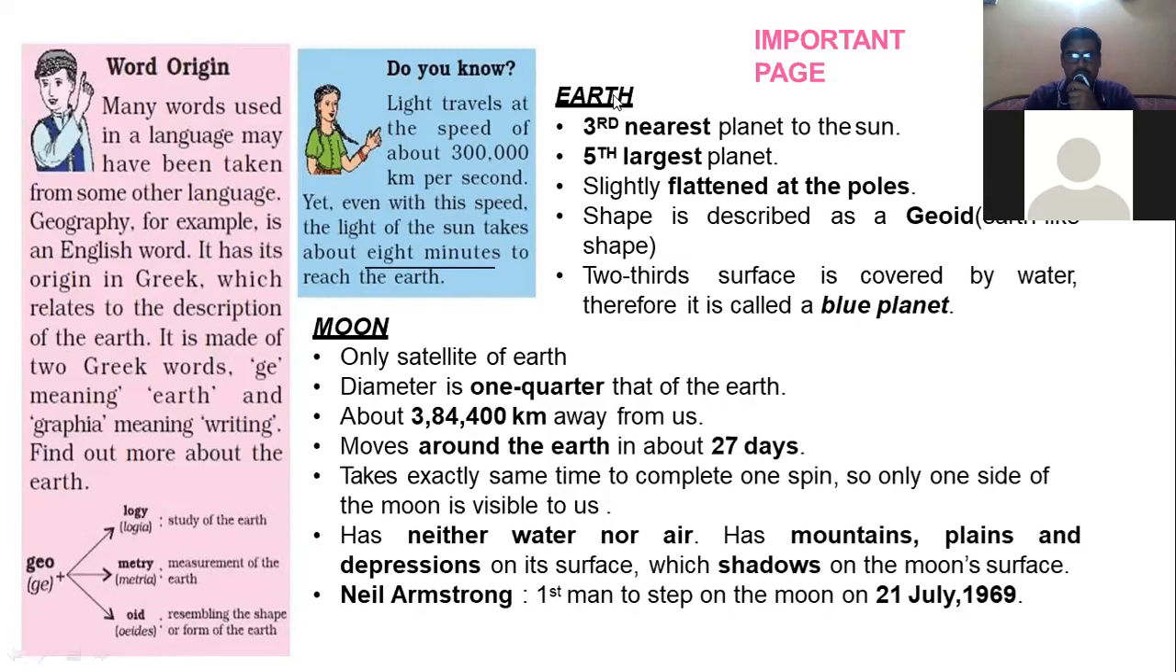Earth is basically our planet, which we are living on. It is the third nearest planet to the sun, and it is the fifth largest planet. Actually, fifth largest planet in terms of size.